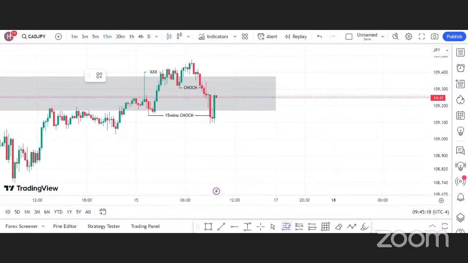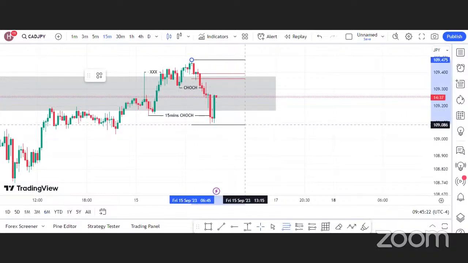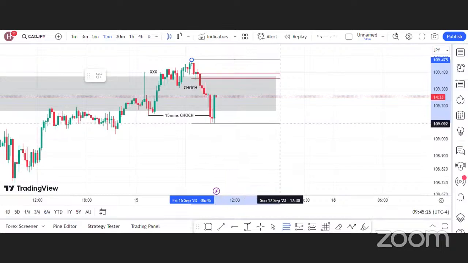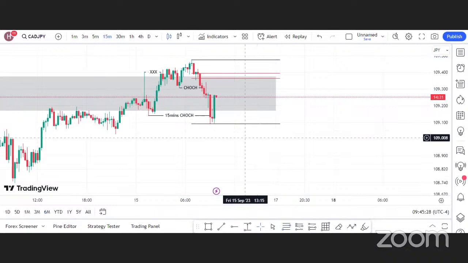Let me use my Fibonacci tool to get where the market is heading to. Oh, beautiful, beautiful, beautiful.